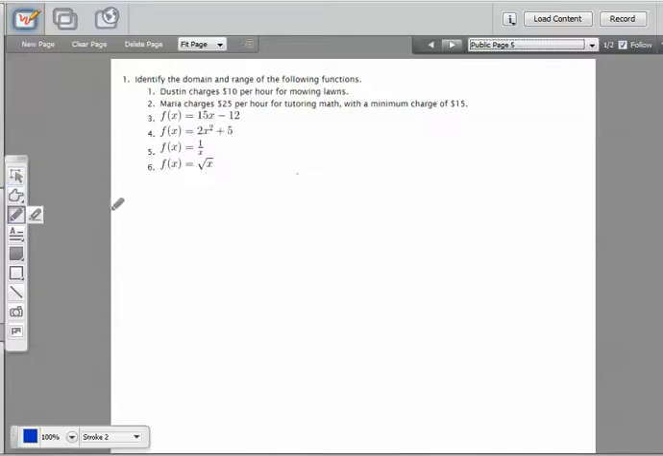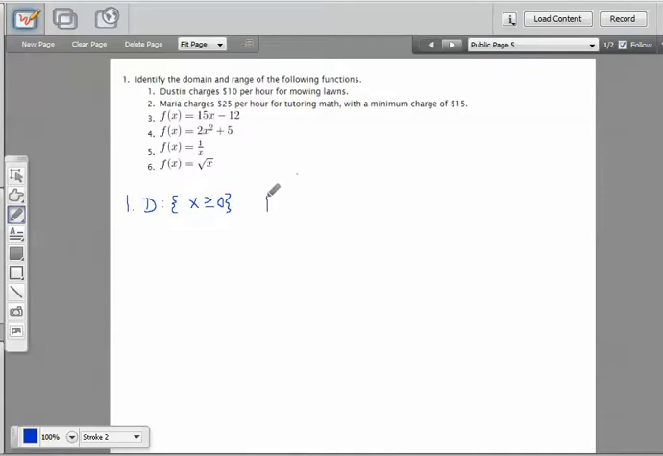So I would say that the domain for number 1 is x is going to be greater than or equal to 0, because he can mow 0 lawns, or he can mow 1,000 lawns or 57 lawns or as many lawns as he wants. Now, negative numbers don't make sense for the domain because he can't mow a negative amount of lawns.